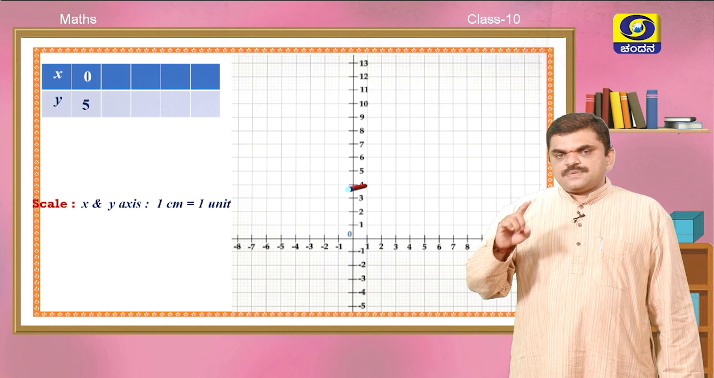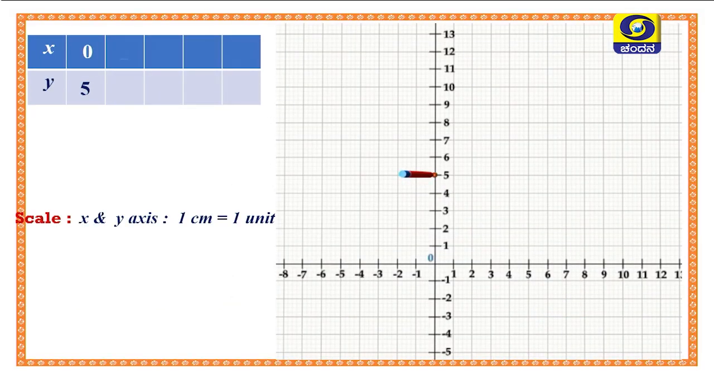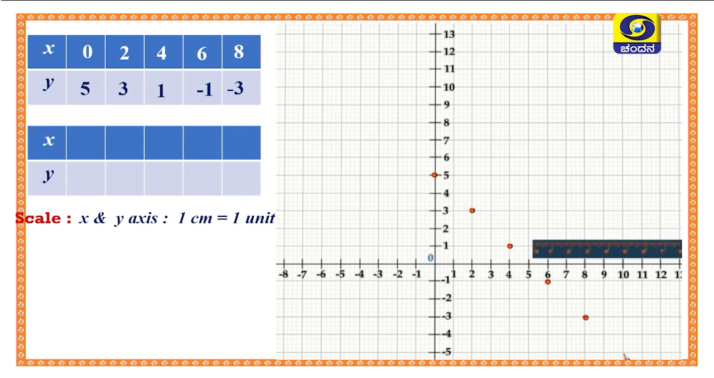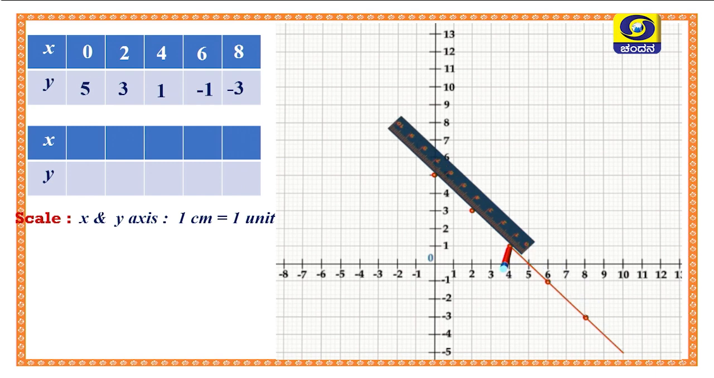So, when x becomes 0, y becomes 5, x becomes 2, y becomes 3, 2 comma 3, yes, nice, 4 comma 1, 6 comma minus 1, 8 comma minus 3. Join all these points, it will become one straight line.